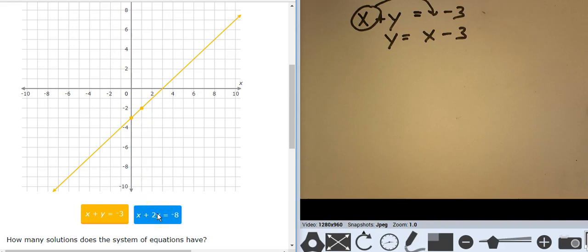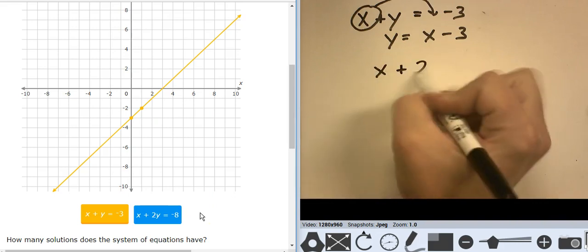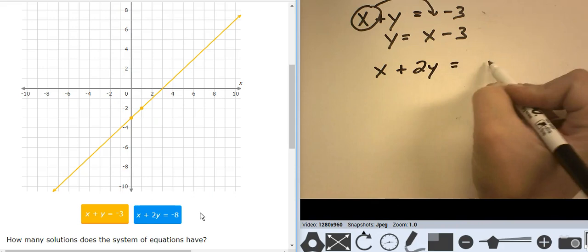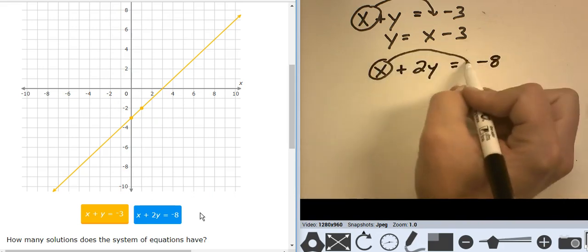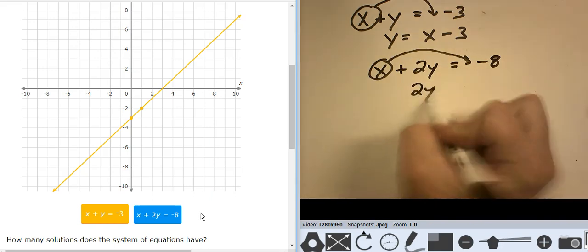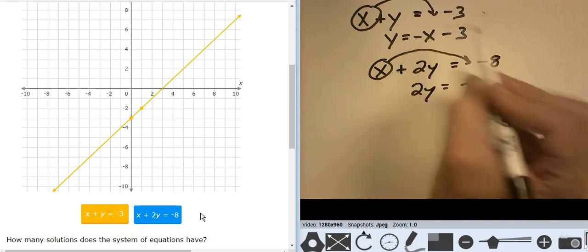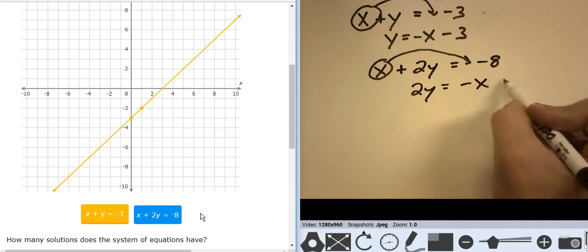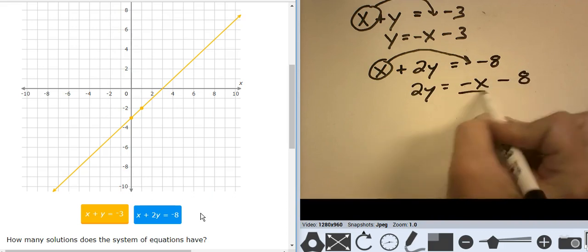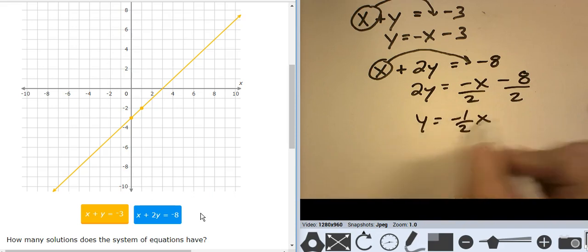Now let's get the blue equation ready to go. x plus 2y equals negative 8. Move the x. You know what? That's a negative. I'm glad I caught this error. That's a negative on that slope. Negative x minus 8 dividing by 2. So I have y equals negative 1 half x minus 4.